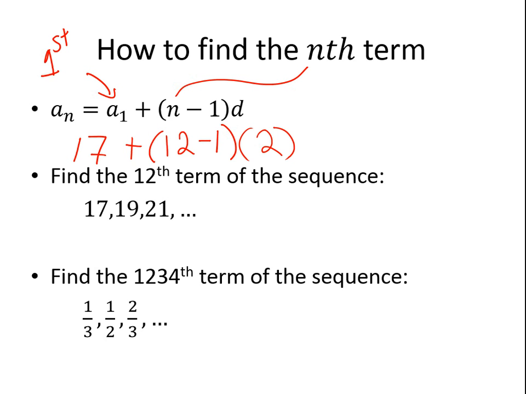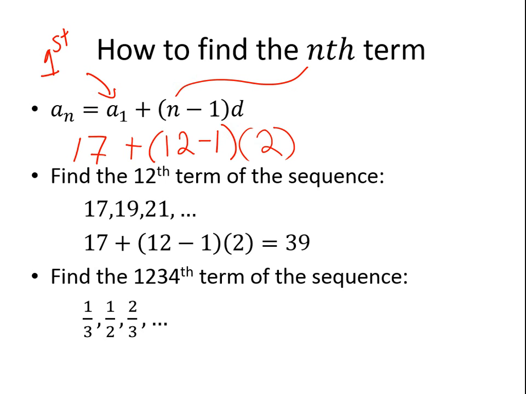Okay. And so now we would go through and calculate this. So it would be 17 plus 22, which ends up with our answer of 39. Okay. So now take a minute and answer the second one. Try to find the 1,234th number of this sequence.